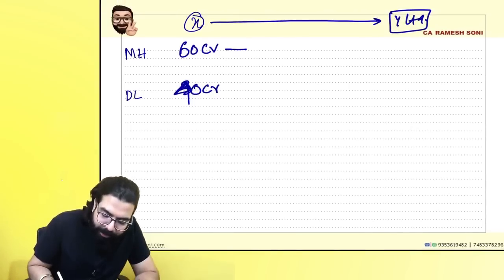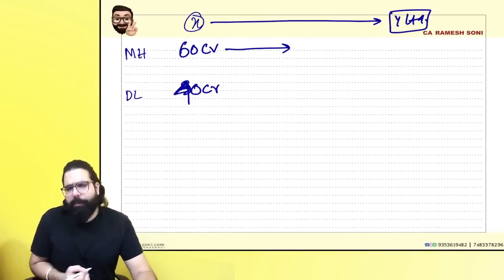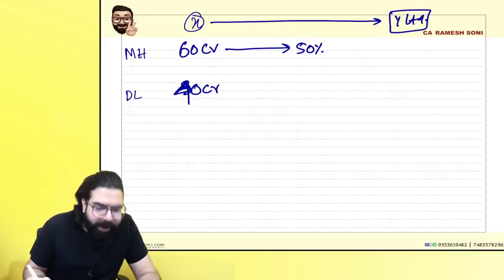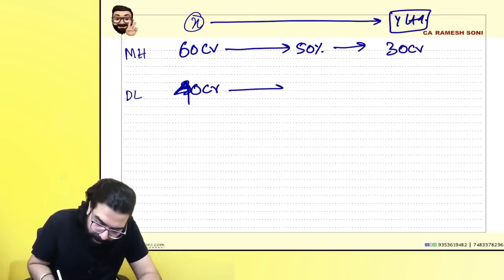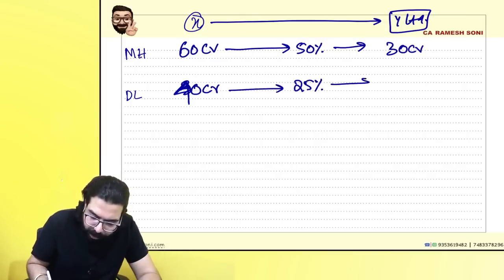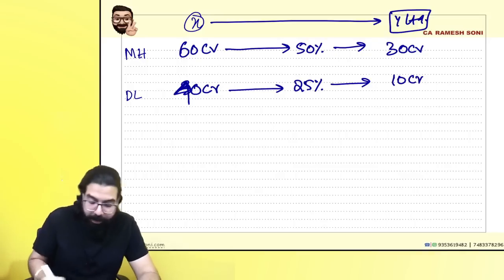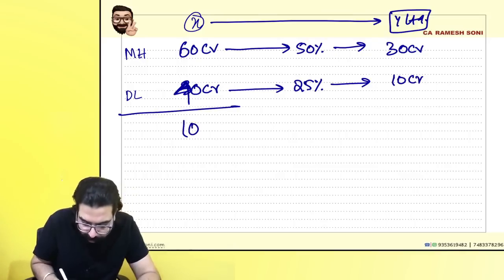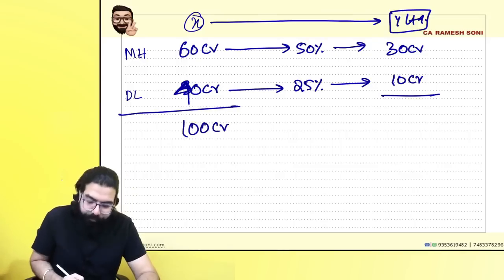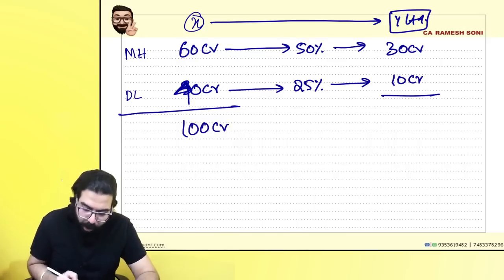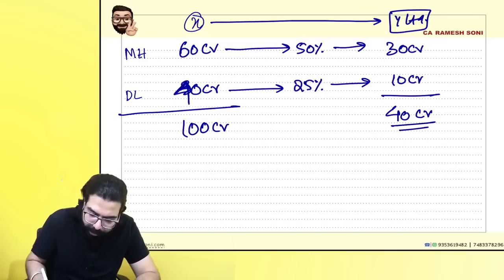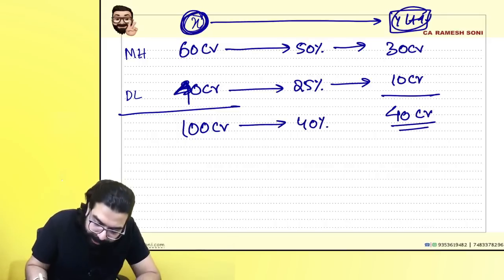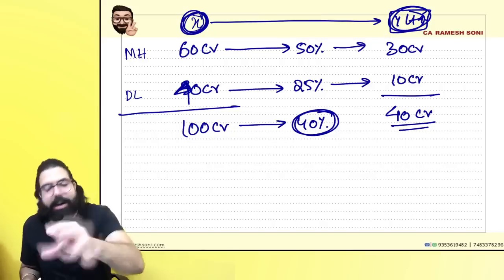Now what will happen? It will transfer the assets from here. Supposing 50% of the assets are transferred from here, it means 30 crore of assets were transferred. Supposing here only 25% of the assets were transferred, it means 10 crore of assets were transferred. If you see, the total assets is 100 crore and the assets being transferred is 40 crore. It means on an all India basis, 40% of the assets of X Limited are transferred to Y Limited.